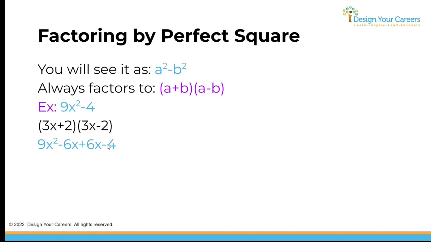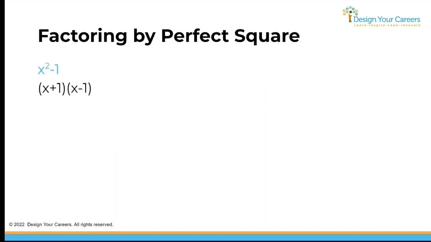So let's do another example. Here's the second example. It's pretty simple. Let's first check that it follows the rules. Has two terms? Yes. Is it subtraction? Yes, x squared minus 1. And are both terms perfect squares? Yes, x times x is x squared, and 1 times 1 is 1. Okay, so now let's factor it.